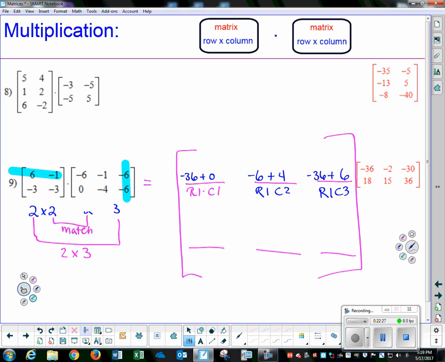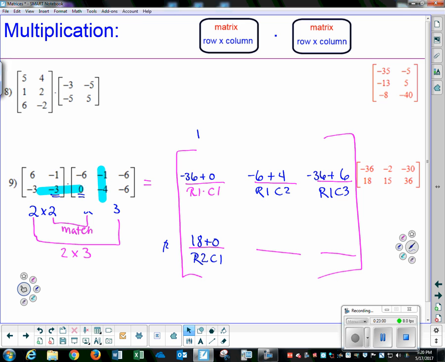All right, moving on down the road. So we are going to have, because this is position, here's 1, here's 2. This is row 2, column 1. Row 2, column 1. -3 times -6 makes 18. -3 times 0 gives me 0. Let's move over.